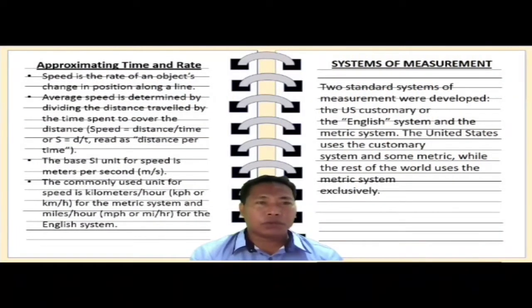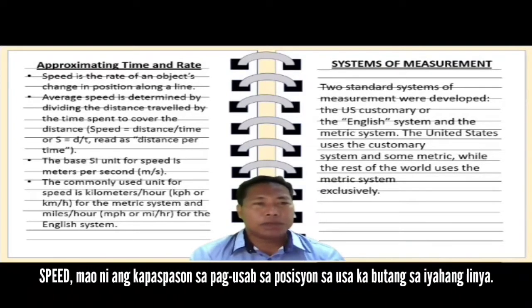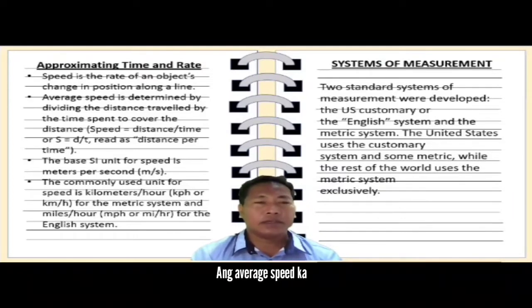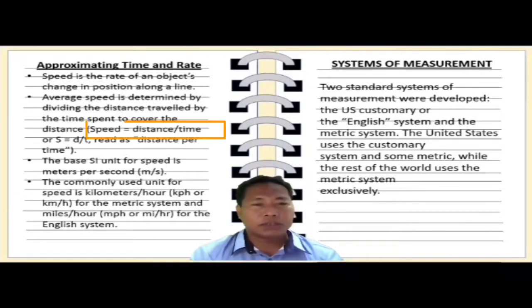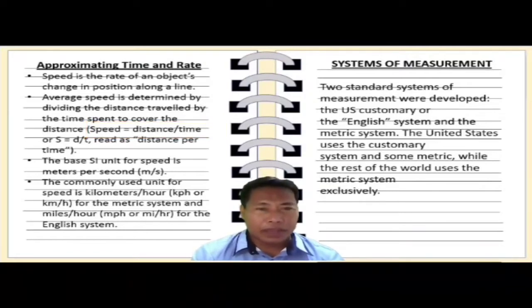Now, we have here the approximating time and rate. What is speed? Speed is the rate of an object's change in position along a line. Average speed is determined by dividing the distance traveled by the time spent to cover the distance. Speed is equal to distance over time, or S is equal to D over T. Read as distance per time. Okay?